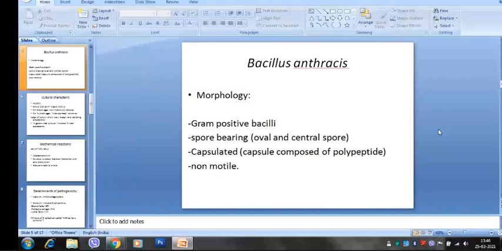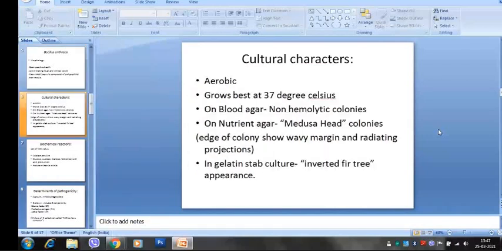On nutrient agar, a special type of property we can observe. There will be appearance of medusa head colonies. Medusa head colonies will be seen on nutrient agar. Now, what is medusa head? Medusa head means the edge of the colony shows a wavy margin and radiating projections.